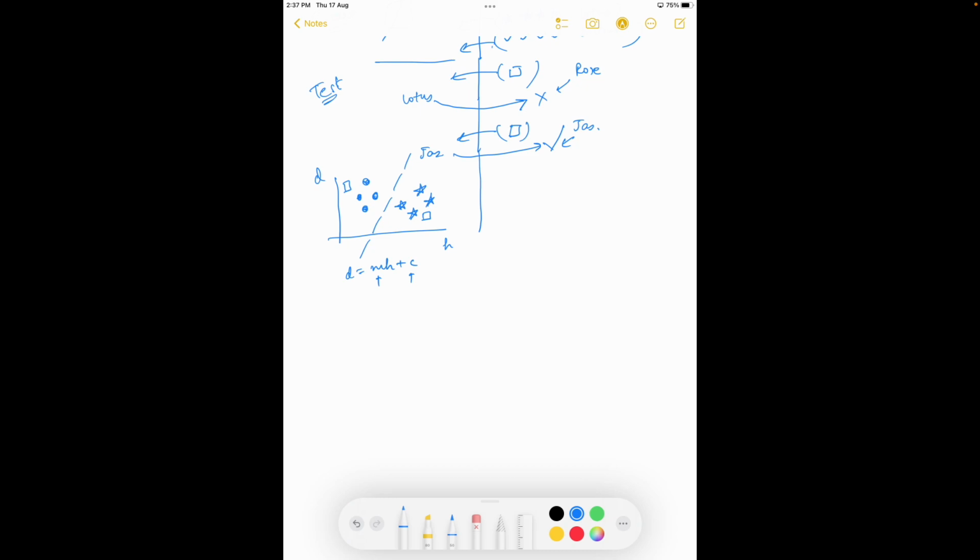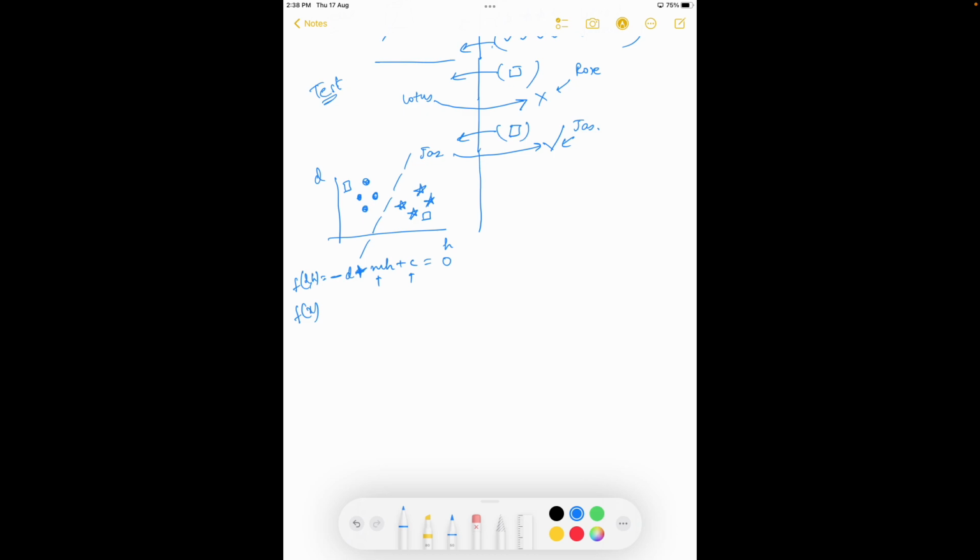What is on this line? Let's make it like this: minus d plus mh plus c is equal to 0. Let's call this a function of d comma h. Right? This is a function of the data. d and h is basically x. Right? x is d comma h. x is a vector which has height and diameter. Now f(x) is this. Now on the line f(x) is 0.